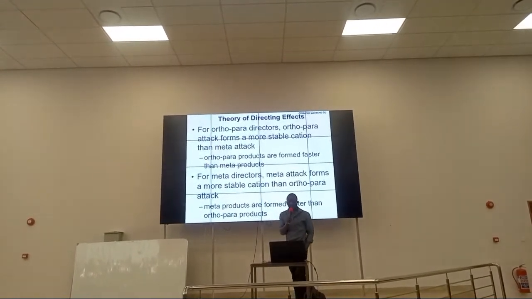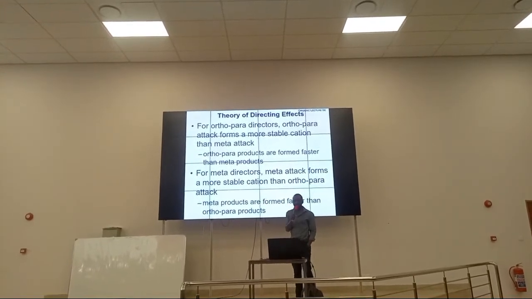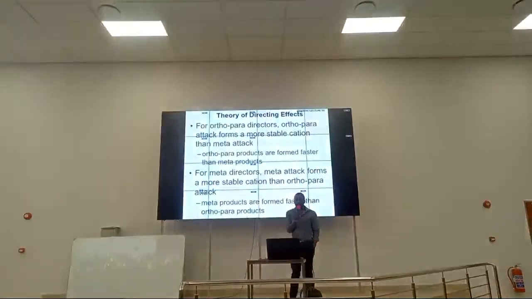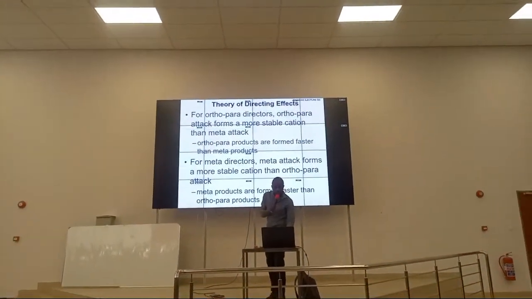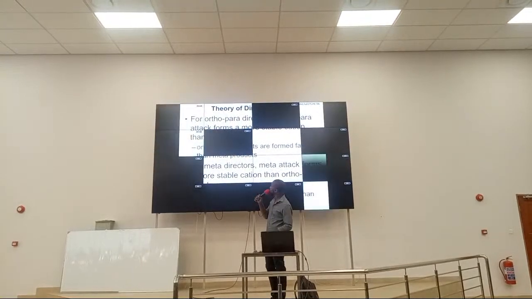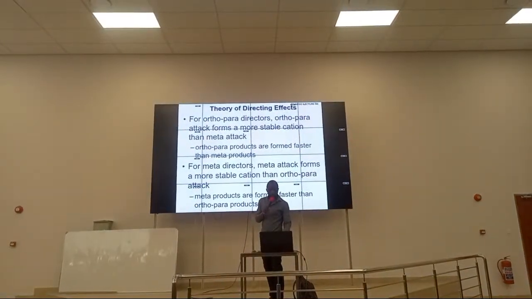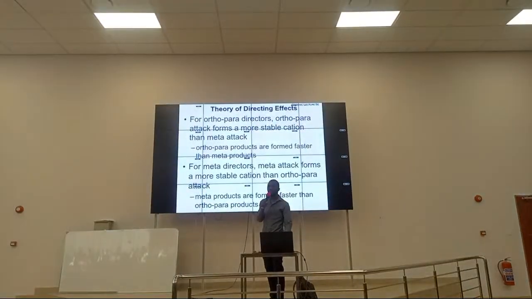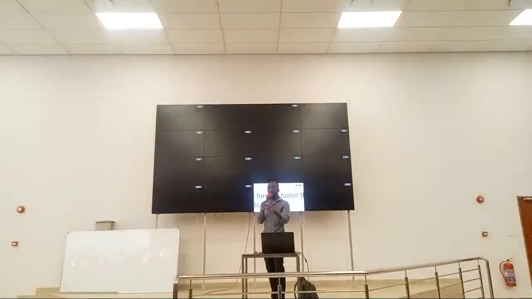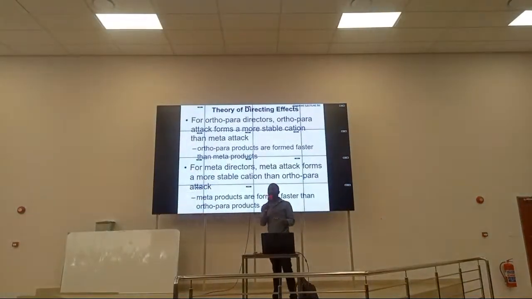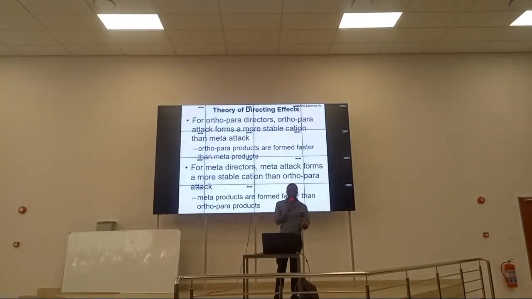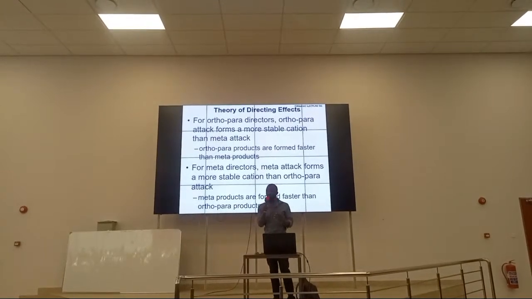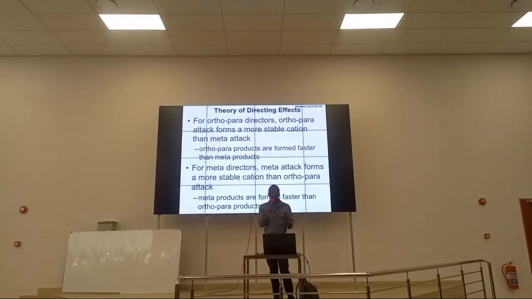So in the case of ortho-para directors, the attack that forms a more stable cation is one that happens on the ortho and also the para position. So these are formed faster. The activation energy for the attack on these positions is much lower, and therefore these are formed faster than meta products. We are going to see why structurally now, because this is not enough.